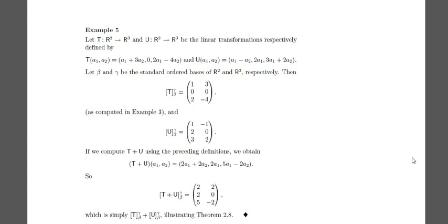Let us see this example illustrating this theorem. If you have these two mappings T and U from R2 to R3 given by this, T of (a1, a2) is (a1 plus 3a2, 0, 2a1 minus 4a2), and the U mapping is (a1 minus a2, 2a1, 3a1 plus 2a2). So beta and gamma are the standard bases. Construct the two matrices of T and U. You will get these two matrices. Now compute T plus U. You will see that the matrix corresponding to linear transformation T plus U is the same as the sum of the matrix corresponding to linear transformation T and linear transformation U.